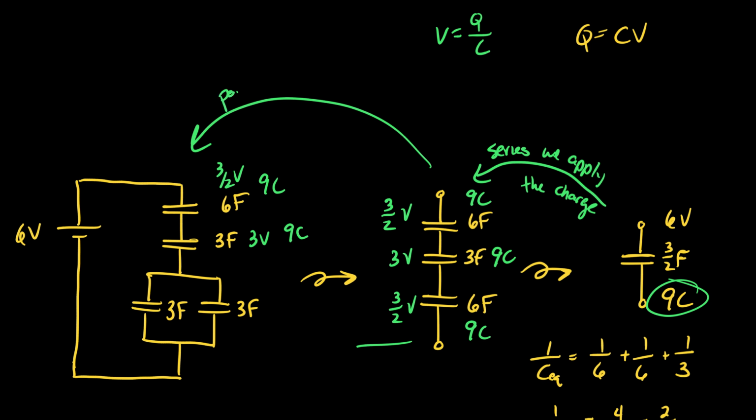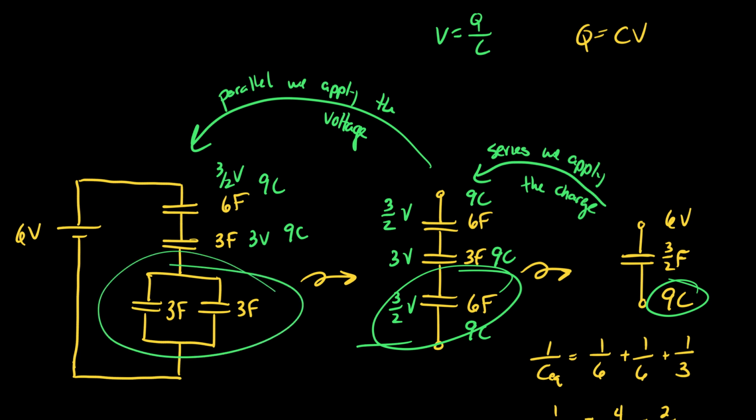So for parallel, we apply the voltage. Parallel elements all have the same voltage. So since this 6 farad capacitor is actually 2 3 farad capacitors that are in parallel, they must have the same voltage. So I'm going to grab that 3/2 volts, and I'm going to apply it to both capacitors that are in parallel. So 3/2 volts here and 3/2 volts there.